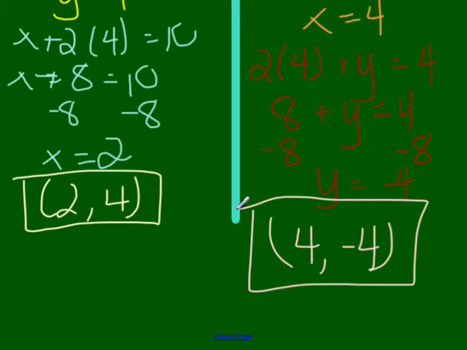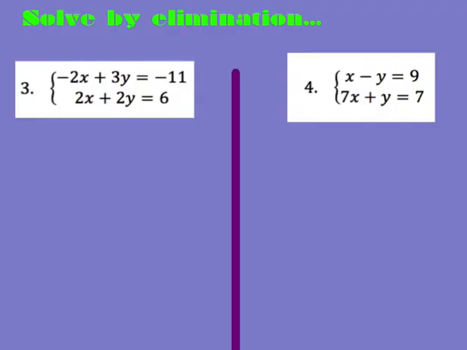So if you were to graph those two lines, they should cross at the point (4, -4). That's what these mean. So let's take a look at number 3. For number 3, you should be able to add down the columns and they should cancel out, because x has the same coefficient and we have a positive and a negative version.